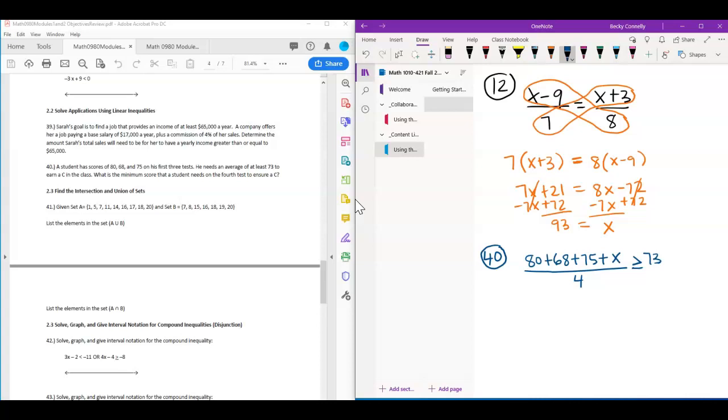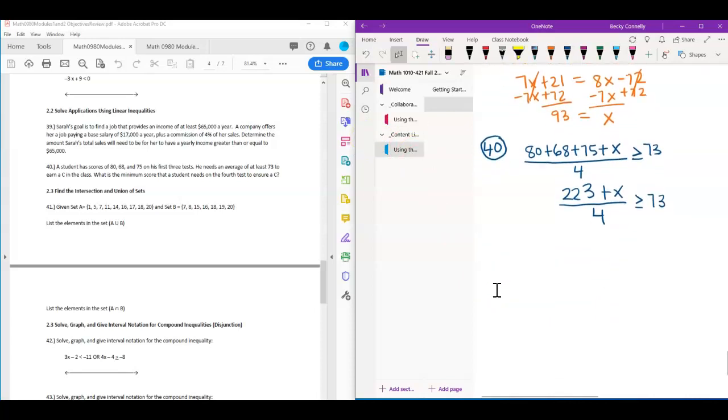Oftentimes students want to add those first 3 test scores together, and I think that's a great place to start. So let's do that. What is 80 plus 68 plus 75? I got 223, plus x over 4. All right, I just added those 3 together, but I still have that plus x over 4 is greater than or equal to 73.